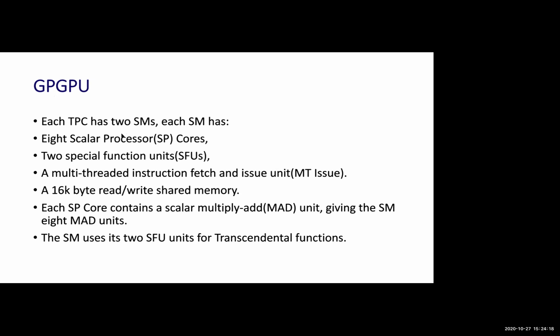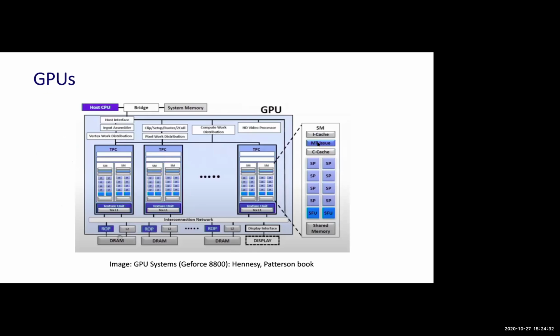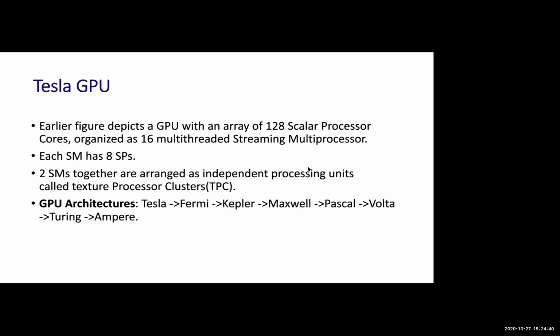So this I covered: eight scalar processors in each SM, and two special function units in each SM, right? Now the MT issue block: what the MT issue will do is issue the instructions onto these scalar processors. That will be done by the MT issue.